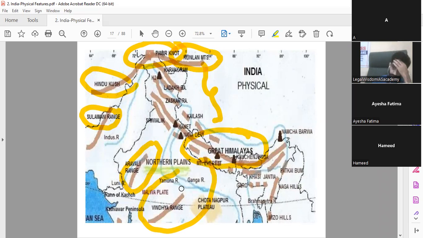So whenever you are studying, the Peninsular Plateau is divided into two parts. One is the Central Highlands and one is the Deccan Plateau. The Central Highlands, what are they?